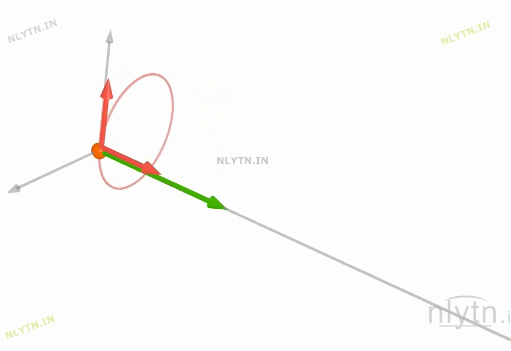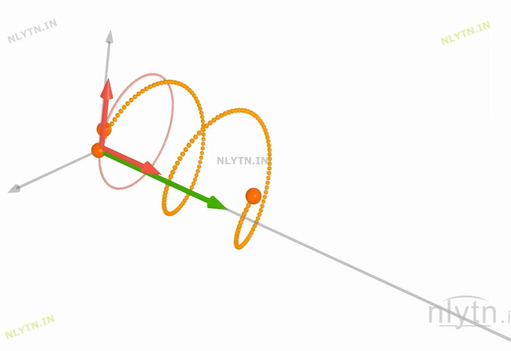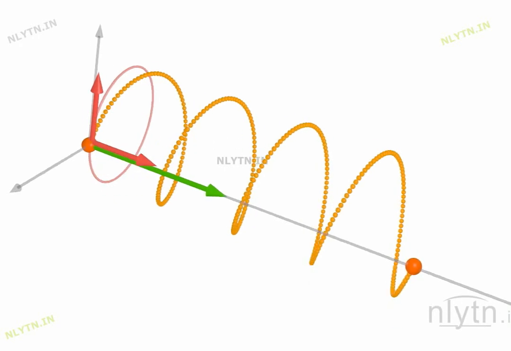But the particle also has a component of velocity in the direction of magnetic field. We know that a particle moving parallel to the magnetic field does not experience any magnetic force, and thus its motion is not affected. Therefore, resultant motion of particle will be the superposition of the motion due to each component of velocity, which is a helix.